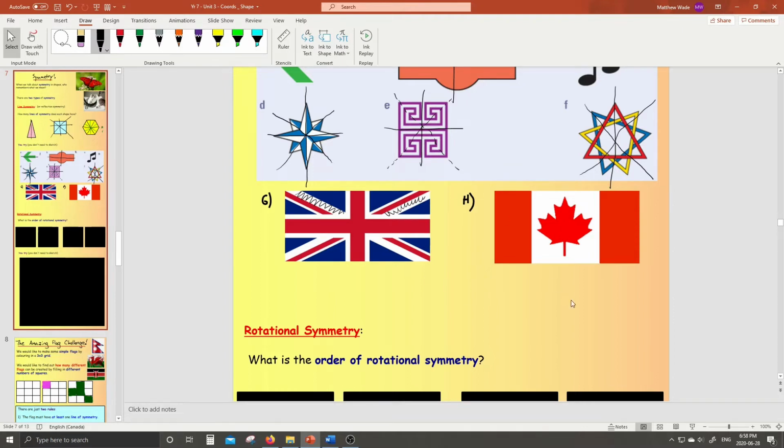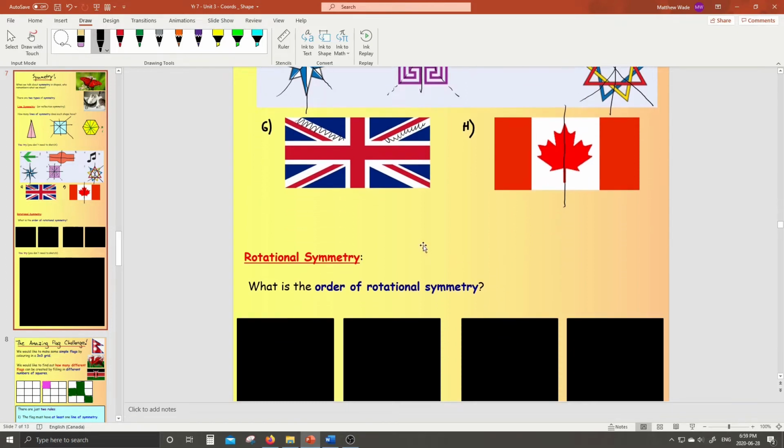Whereas my Canadian flag actually has 1 line of symmetry, even though it doesn't look like it has symmetry. We're straight up and down like that. And the Canada flag actually does fold in half, whereas the UK flag does not. Cool. Happy days? Sweet. Okay.